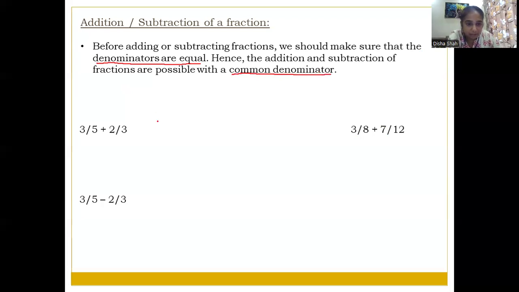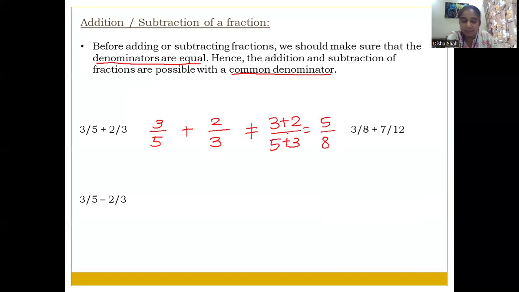For an example, here the question is 3/5 plus 2/3. So we cannot add. हम इसमें ऐसा नहीं कर सकते कि 3 plus 2 divided by 5/3. ऐसे करके 5/8 answer नहीं बना सकते. This is wrong. We cannot add them until and unless we make the denominator equal. So the first job is to make the denominator equal. Now here in the denominator there is a number 5 and here the number is 3.